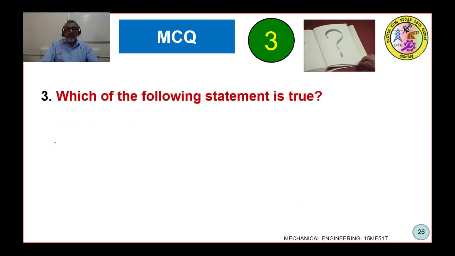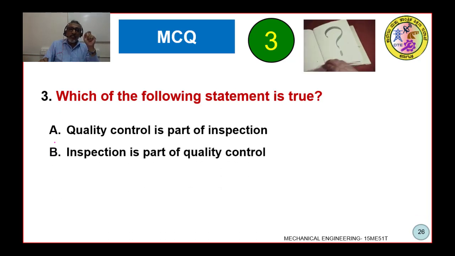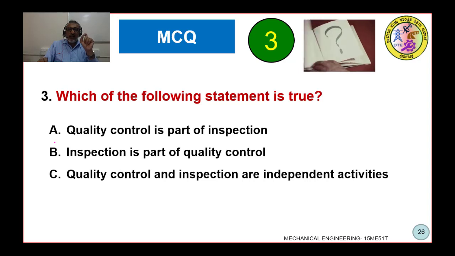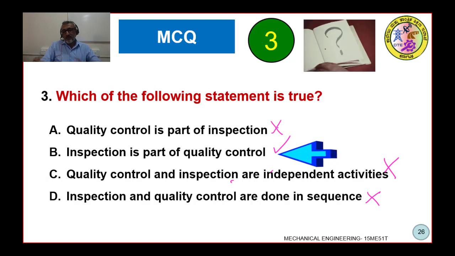Next is, which of the following statements is true? Quality control is part of inspection. Inspection is part of quality control. Quality control and inspection are independent activities. This is definitely not right, they are not independent. They are related to one another. Inspection and quality control are done in sequence. Not like that either; there is no order of this after that. Quality control is part of inspection is wrong, because quality control is bigger. Inspection is part of quality control is the right answer. So quality control is a bigger concept. Inspection is a smaller concept.